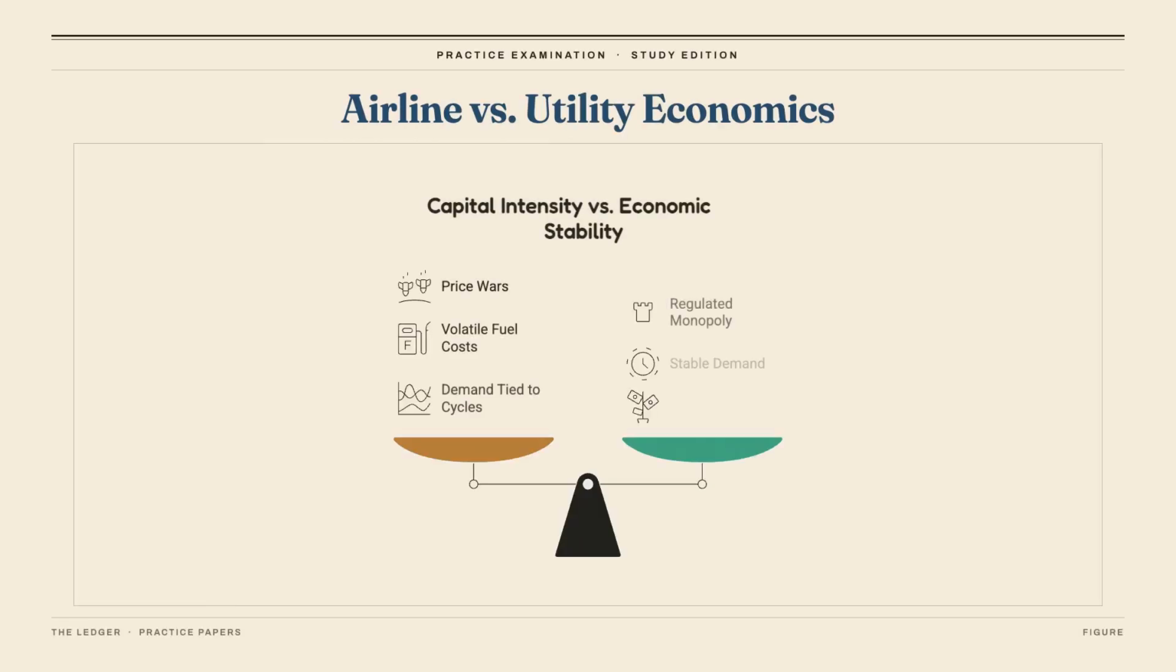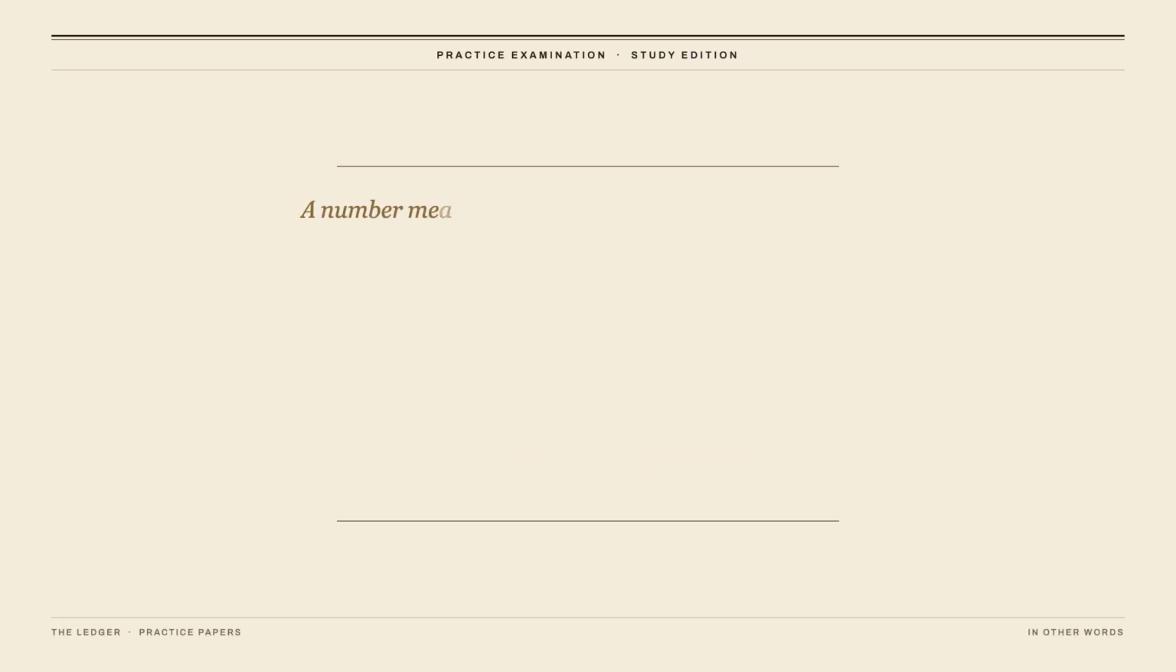Consider a regional airline and a regional water utility. Both sink huge sums into fixed assets, yet the airline fights on price and rides volatile fuel cost and demand, while the utility earns steady, regulated, protected returns. Same capital intensity, opposite economics.